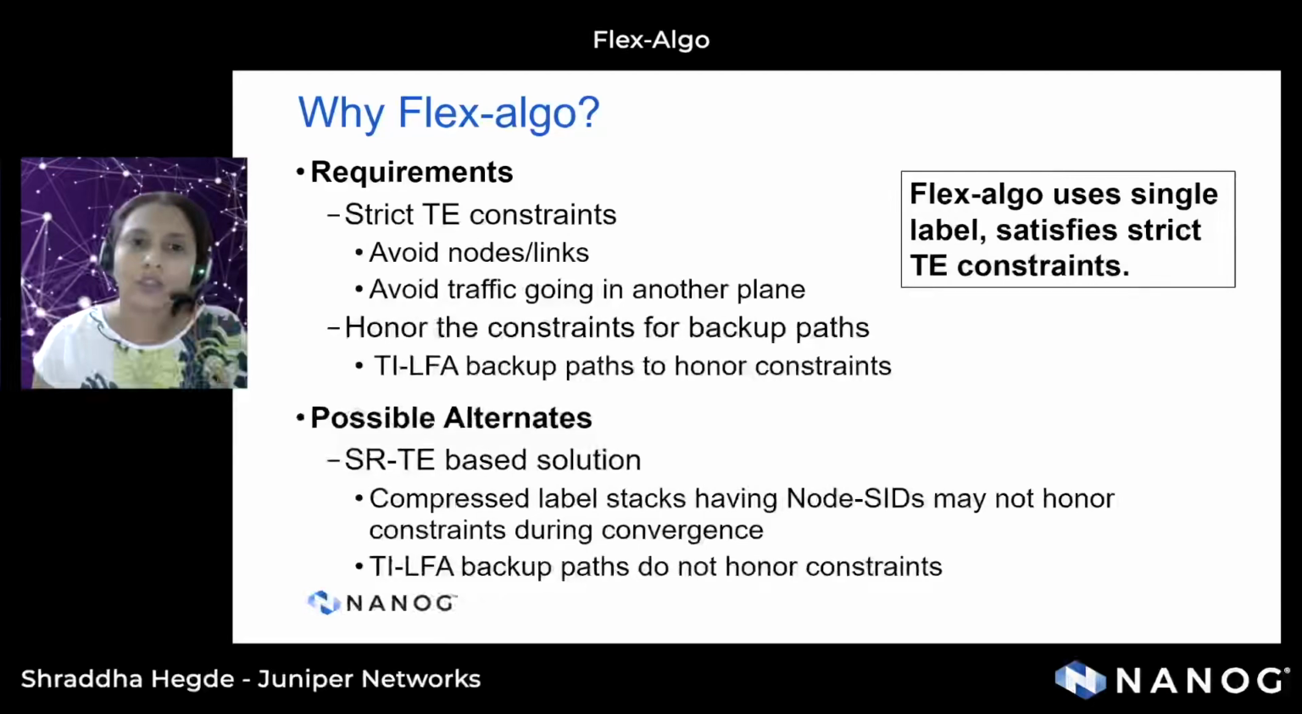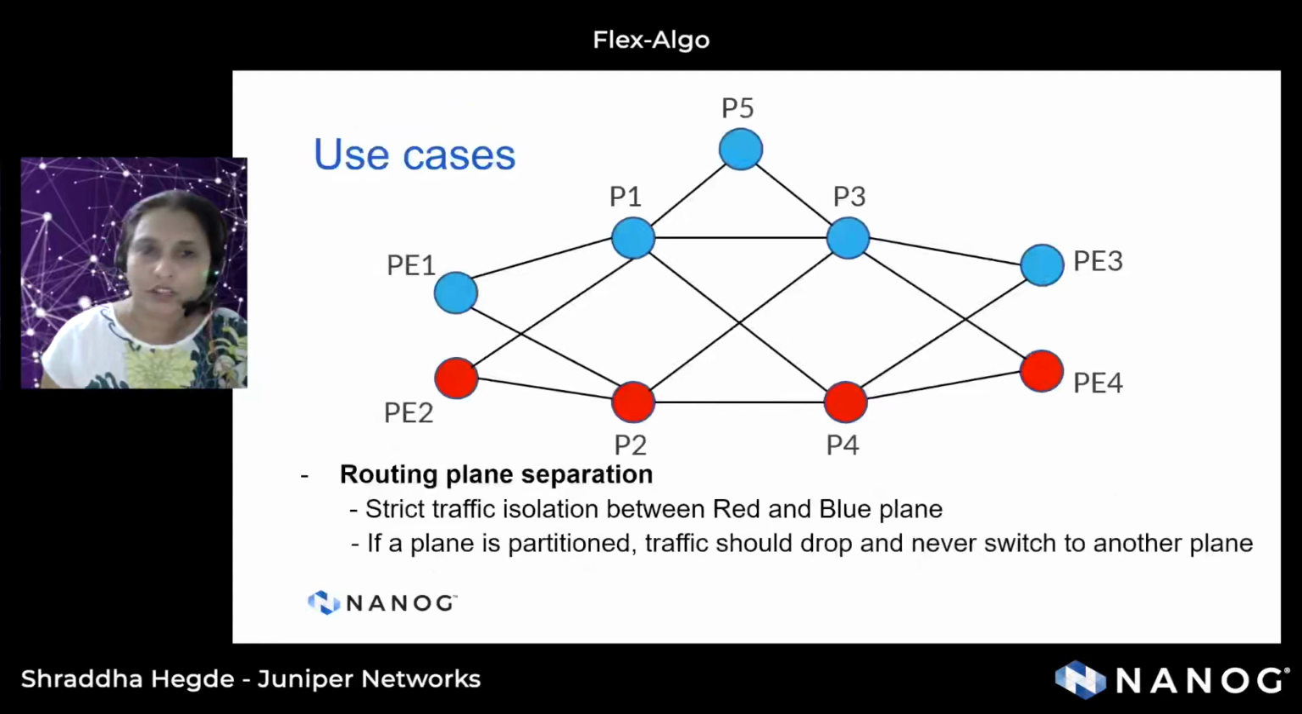So what FlexAlgo gives you is very strict TE constraints satisfied all the time, even during convergence, and all this comes with a single label. You really don't have the problem of having to stack the labels, or the limitations of hardware where you cannot go beyond a certain number of labels. So let's go on to the next slide.